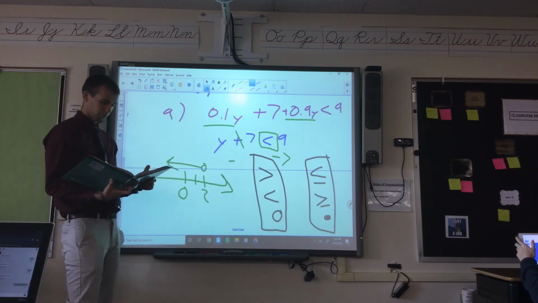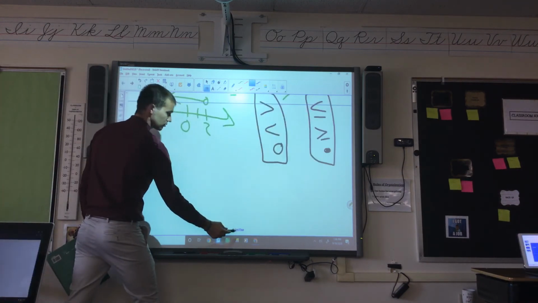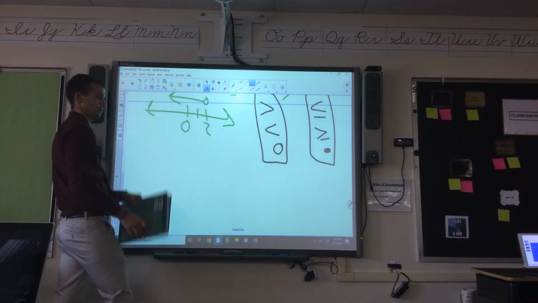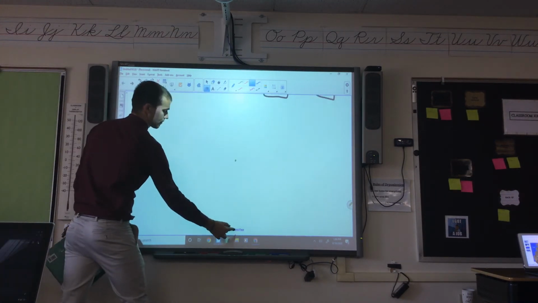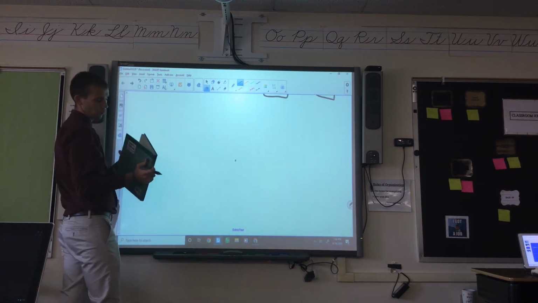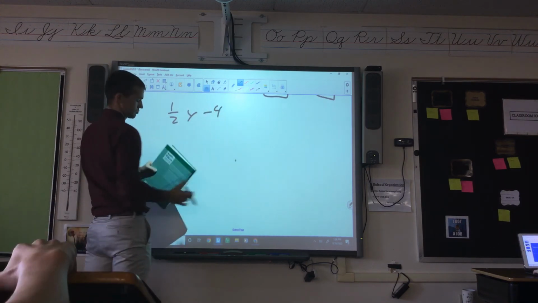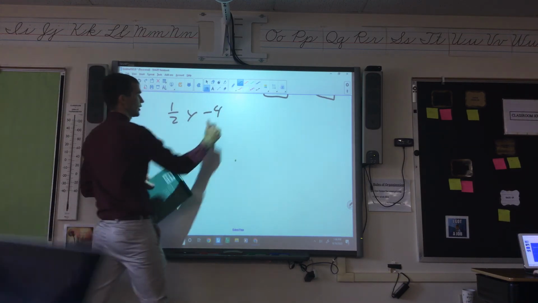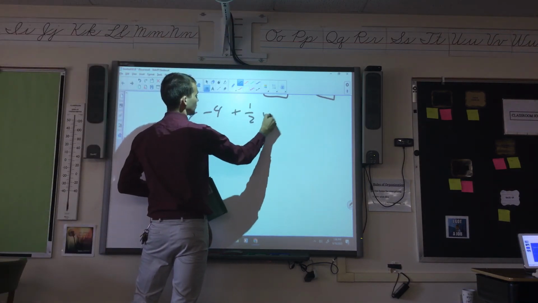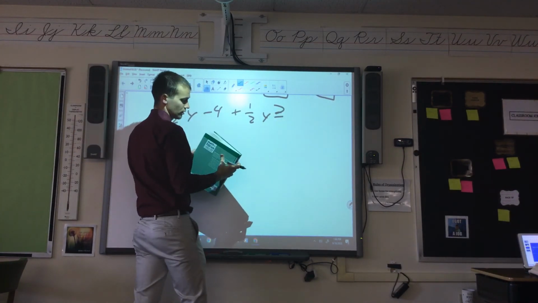We have B, I'll give you one more here, top of page 224. 1/2 y minus 4 plus 1/2 y. Oh, not equal. It's greater than or equal to 8.